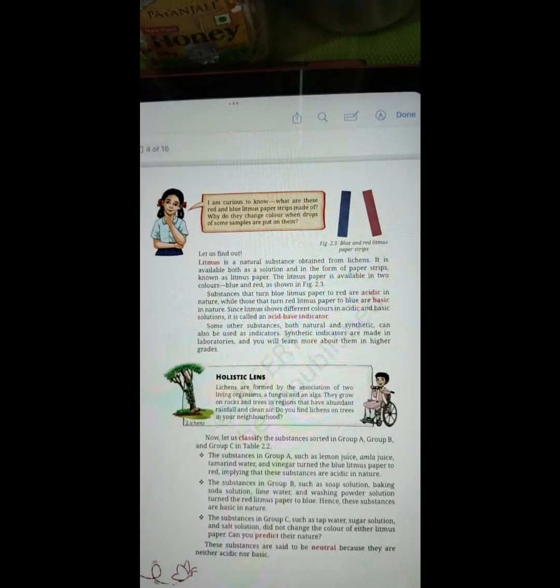Now let us analyze table 2.1 and sort the samples into three groups as follows. Group A with samples that turn blue litmus paper to red. Group B with samples that turn the red litmus paper to blue. Group C with samples that do not affect either of the two litmus papers. Record the data in table 2.2.